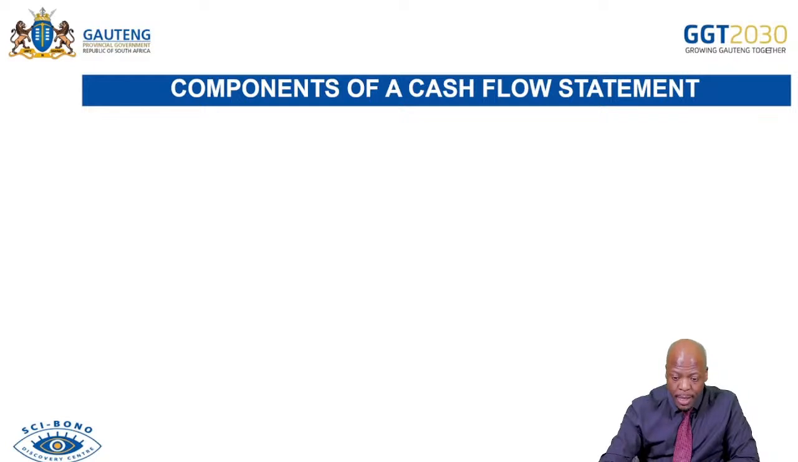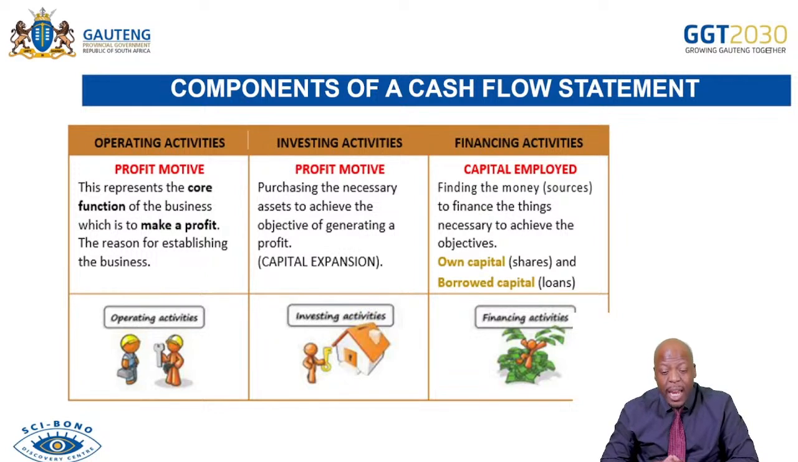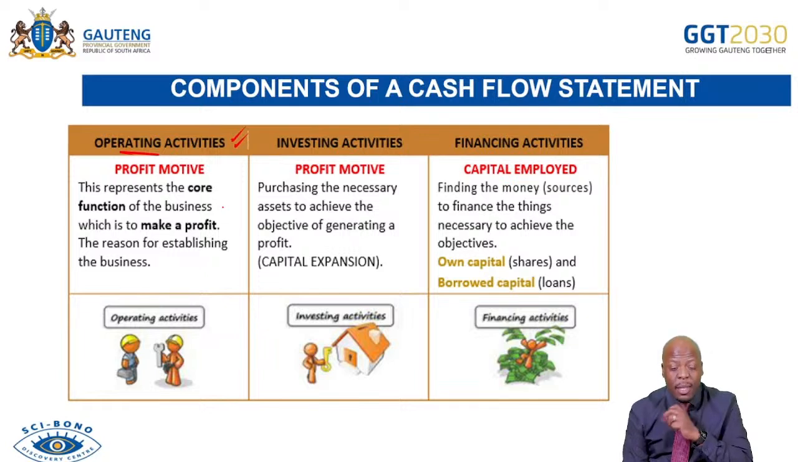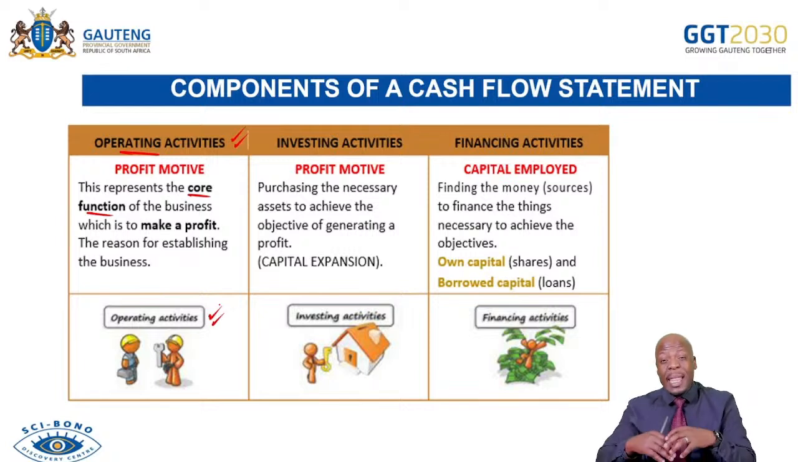Now, here are the components of the cash flow statement. Our cash flow statement will be split into three parts or three components. The first component is what we call the operating activities. This component represents the core function, the main function of the business, which is to make profit. That is the reason why this business was established in the first place. So when we look at our operating activities, we are looking at the activities whereby we are engaging in the operations, the core functions of this particular business.